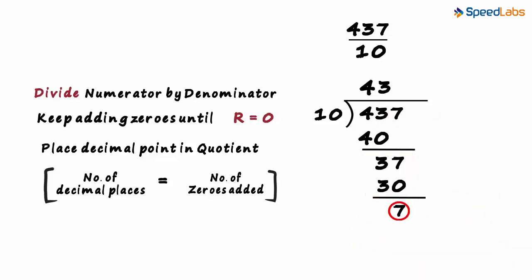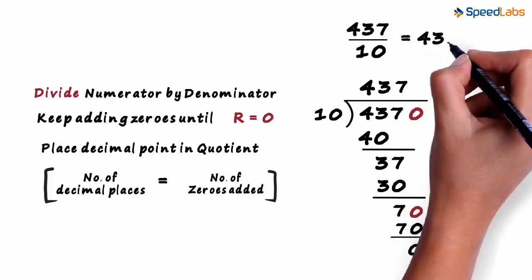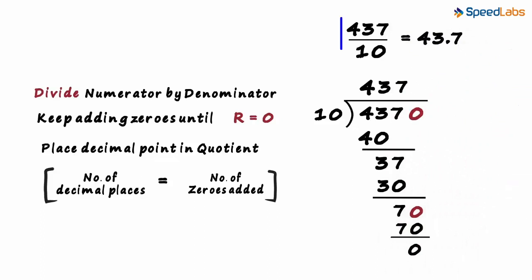The remainder is still not 0. So we add a 0 to the dividend and make this 70. 10 times 7 is 70. We finally get a 0. As we added just one 0, we have just one decimal place and get the answer as 43.7. 437 by 10 is 43.7.